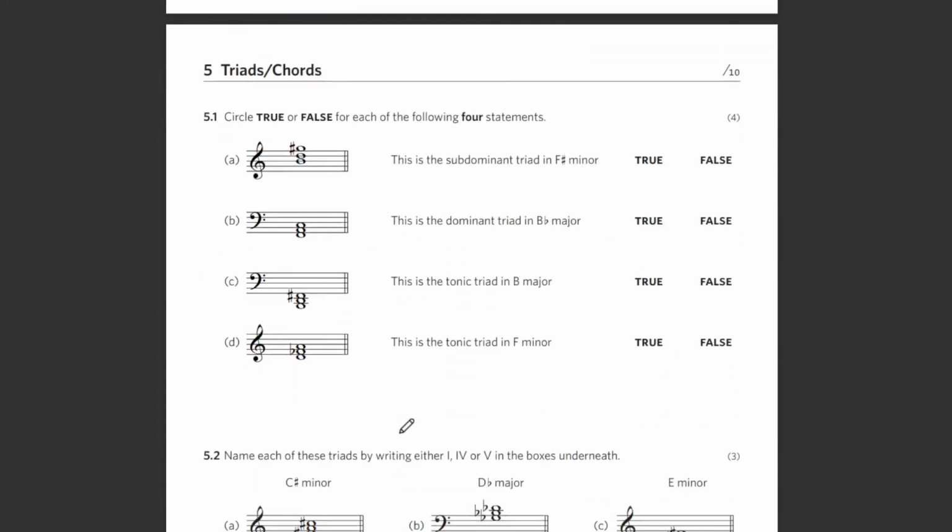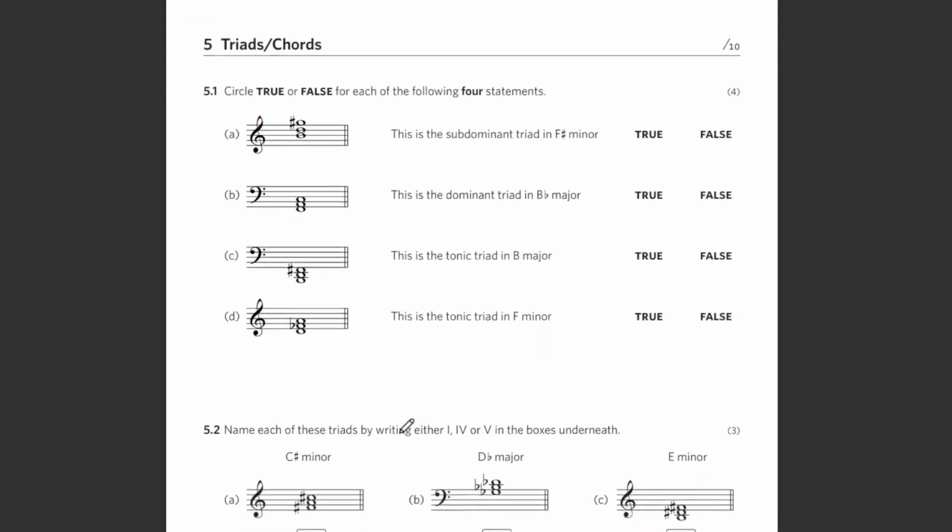Okay, next. Section 5 is on triads and chords. So now let's look at this. Circle 3 and 4 for each of the 4 statements. This is the subdominant triad of F sharp minor. Once you look at this pattern, it is definitely not, because you always stack it this way, right?